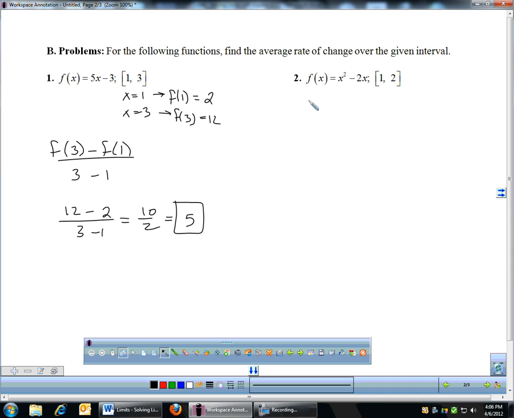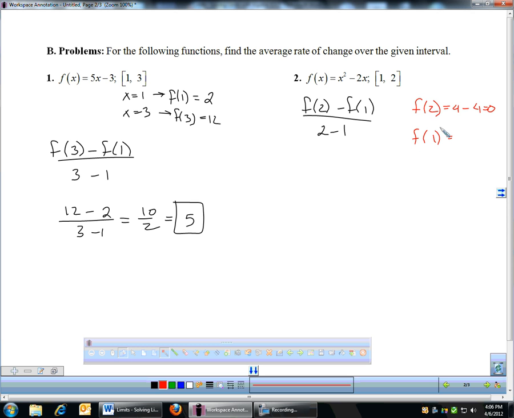It's going to be f of 2 minus f of 1 over 2 minus 1. And then we're going to have to work out f of 2 and f of 1. So I'll do that over here. F of 2. 2 squared is 4. Minus 2 times 2 is 4, which is 0. F of 1.